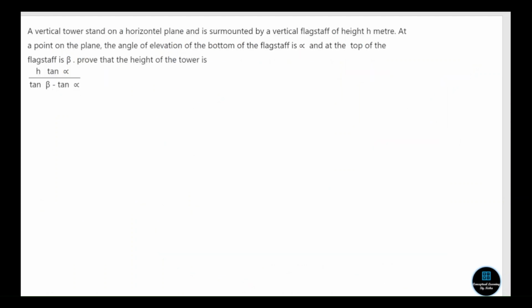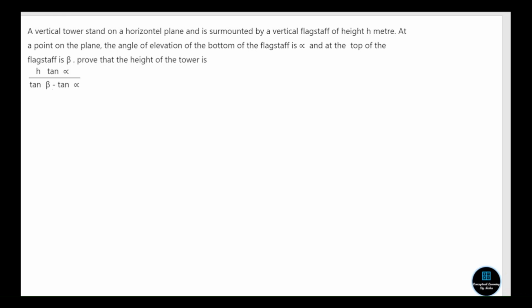One more very interesting question. Now students are really afraid with this alpha and beta sort of thing. So I would suggest you don't get afraid. These are very easy questions if you understand the figure.